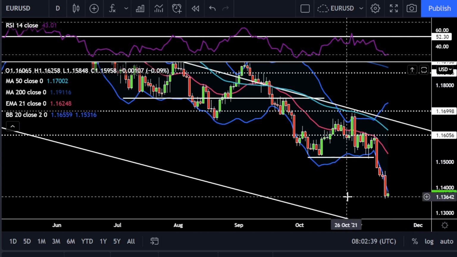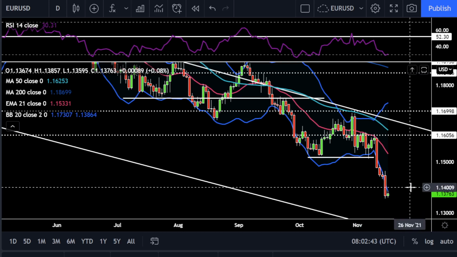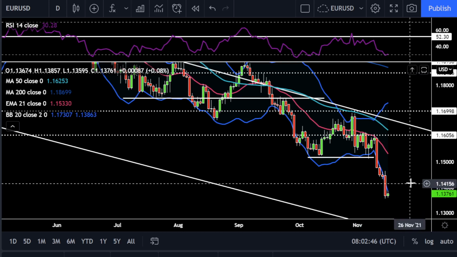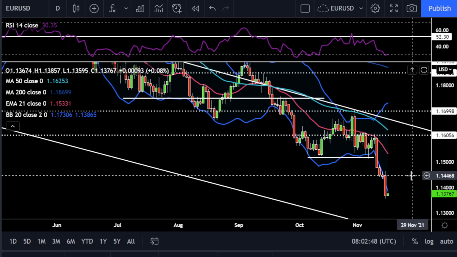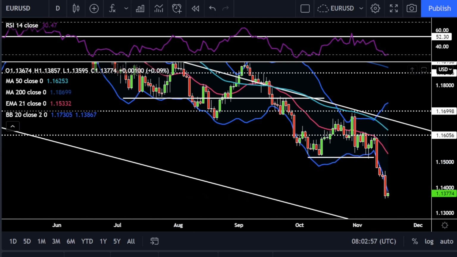In terms of where I'd be eyeing a relief rally, I'd first be looking at the round number. Obviously, these are like magnets, 114. Above there, 114.5. And then if we get a really strong rally, I'd be looking back towards this 115 area around where the 21-day exponential moving average is.